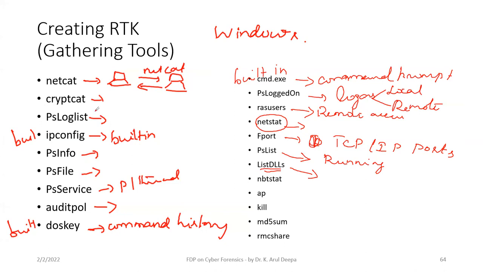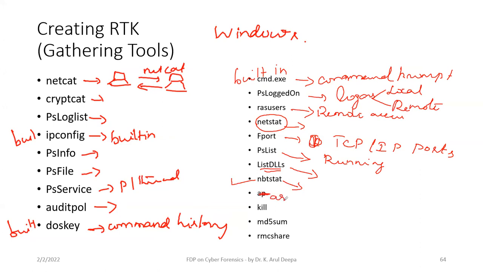So ListDLLs lists all the running processes and their command line arguments, and the DLLs, dynamically linked libraries, on which each process depends. That information will be displayed by ListDLLs. And then NBTStat is another built-in tool. It lists the recent NetBIOS connections within a period of time, within the last 10 minutes or so, showing who is connected through NetBIOS. So that information can be collected.